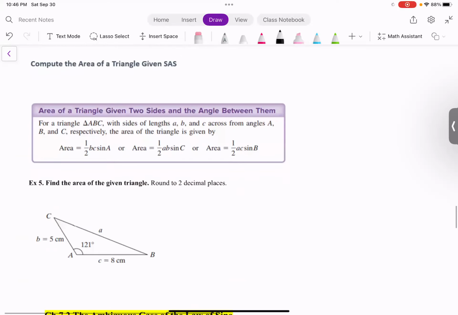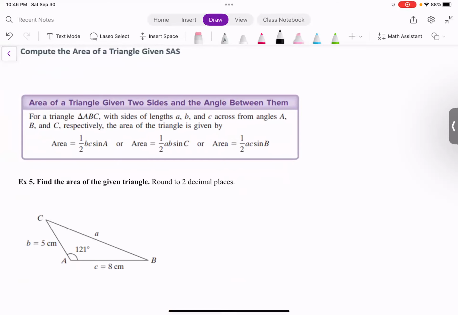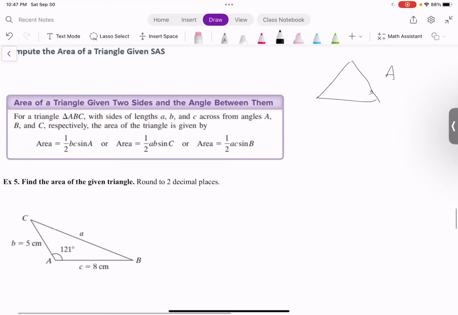How about the next one? Compute the area of a triangle given SAS. So before we have learned, if I want to find the area of the triangle, first, I need to find the length of the base. For example, the base, I say it is b. And then the height from the opposite point of the b. And we draw a vertical line. And the height is h. So area equals 1/2 times b times h. But now I do not know the h, but I have more information.